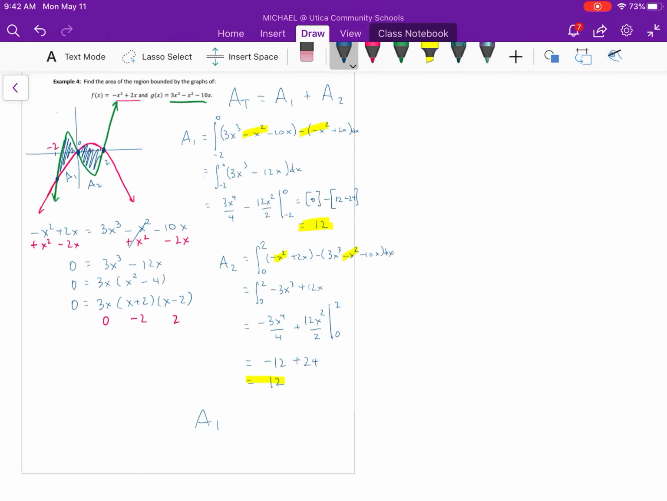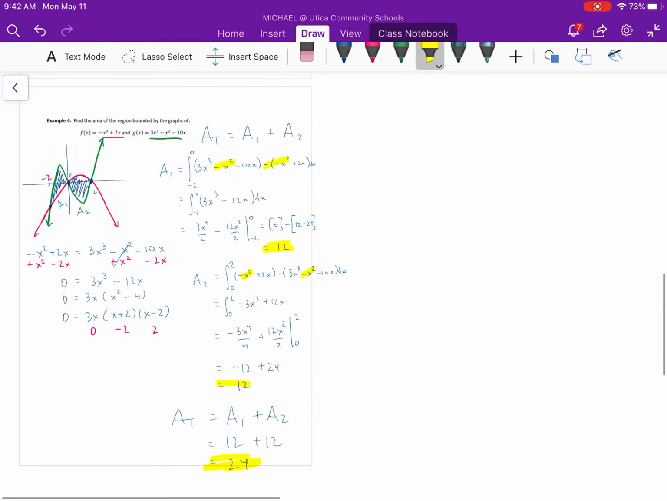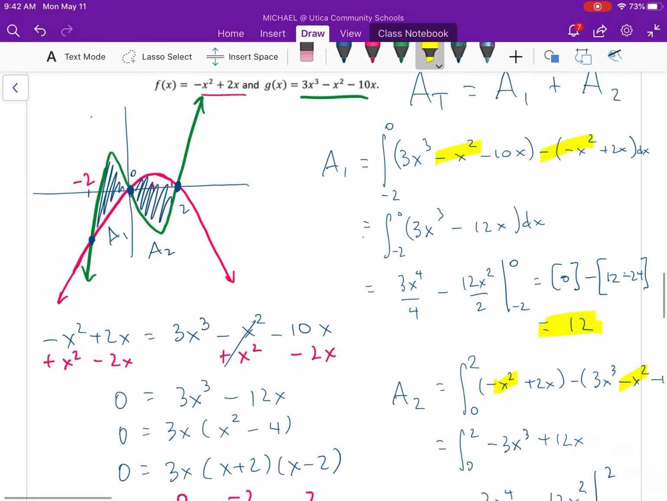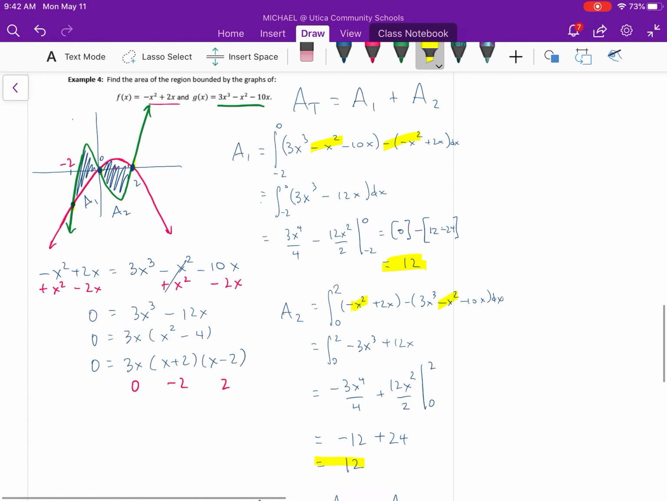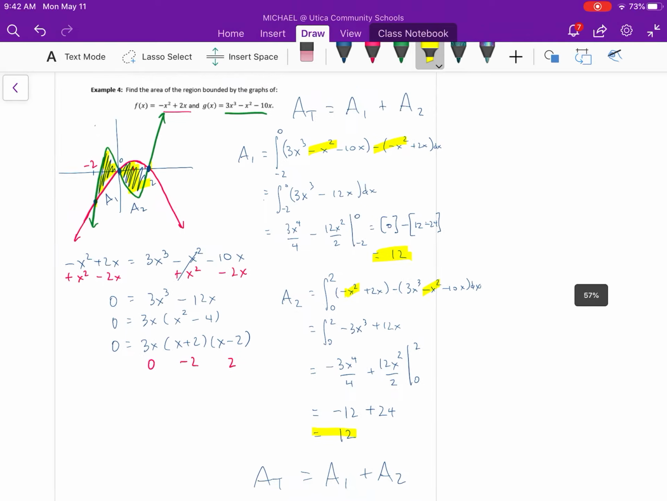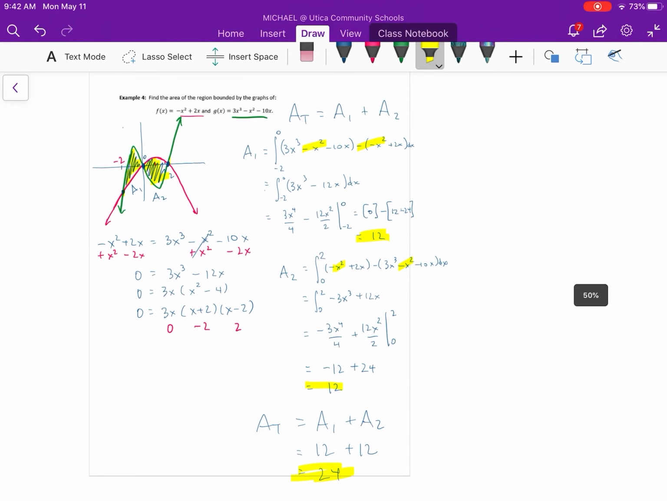So the total area, which we said was area 1 plus area 2, is going to be 12 plus 12, or 24. So there is your area of that problem. Again, hardest problem of the set, because we have to, number one, do the steps where we figure out where they intersect, and then we also have to do two separate integrals for the two separate areas where the functions change.